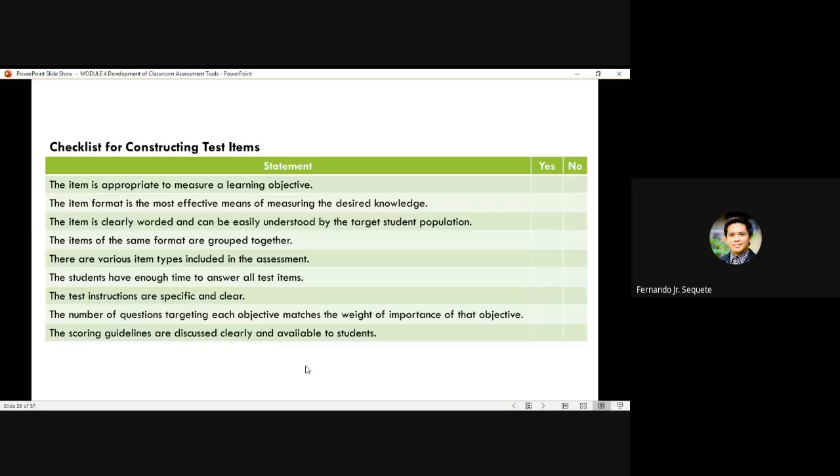Next, checklist for constructing test items. Of course naman, pag gagawa na kayo ng test items, children, kailangan nyo ito, this particular table, because this will be your guide. Okay? Kung okay na ba, kung yung ginawa ba ninyong learning objective, appropriate na ba, check natin yan, and so on. Okay? So you can use this as your checklist.